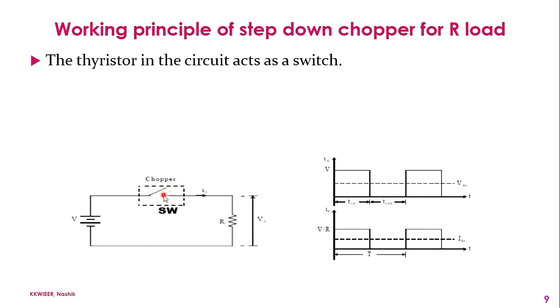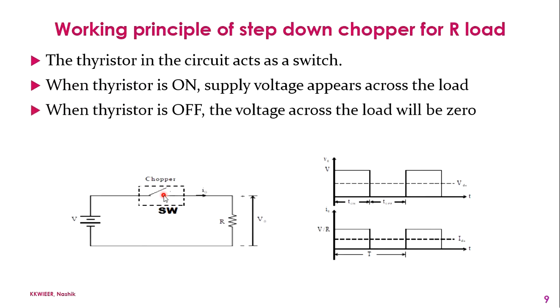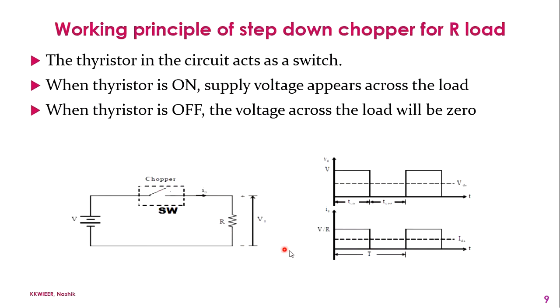The working principle of a step down chopper for R load is that the thyristor in the circuit acts as a switch. When the thyristor is on, the supply voltage appears across the load, and when the thyristor is off, the voltage across the load will be 0. So this is a chopper circuit. Here you can see this is a power supply. The resistive load is connected over here and this is a switch. These are the waveforms, T on, T off. Here you can see this is a total T.